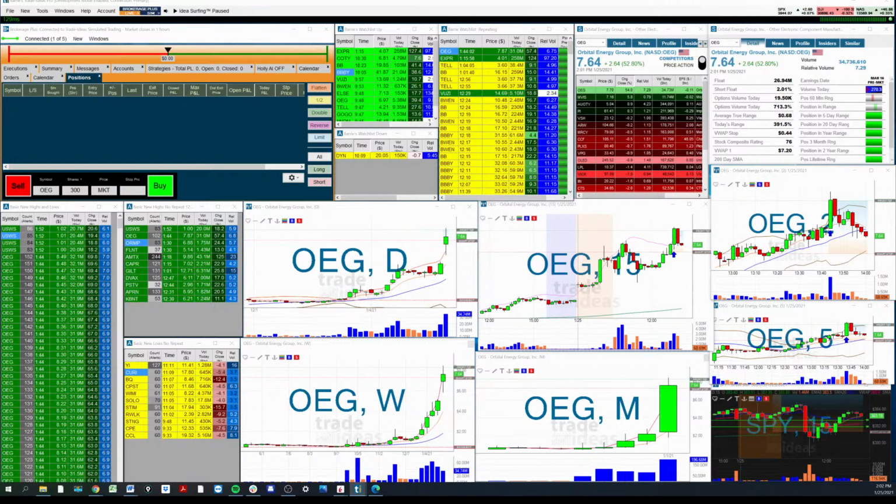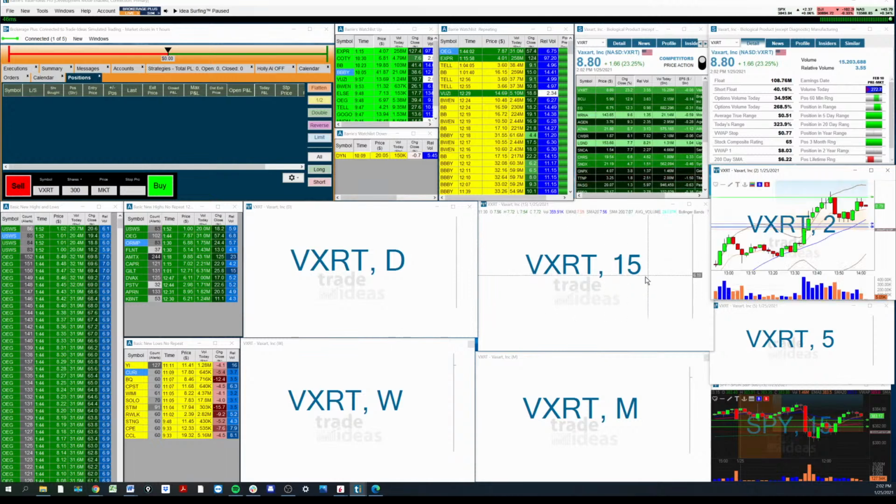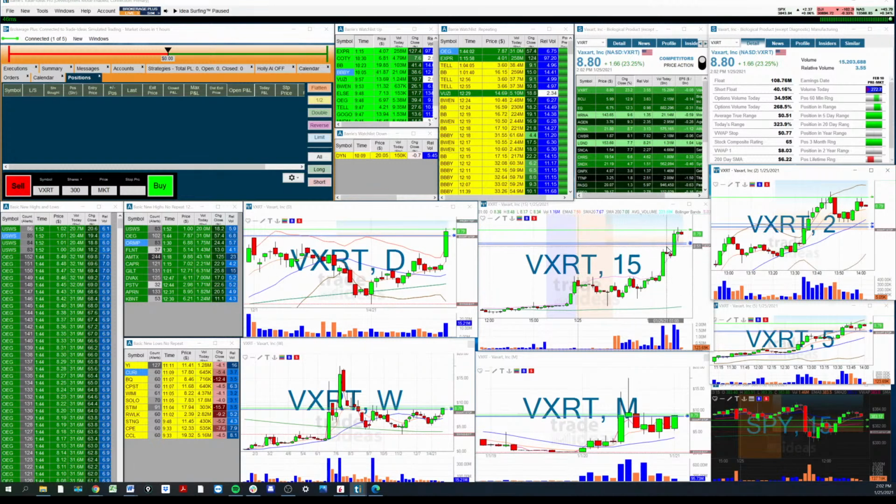Well, VXRT did not have the free fall that I was hoping for. So I've covered my short. No, it didn't do too badly. I was hoping it would get into the 50s. I was hoping it was going to get into this area here, but it didn't do too badly.